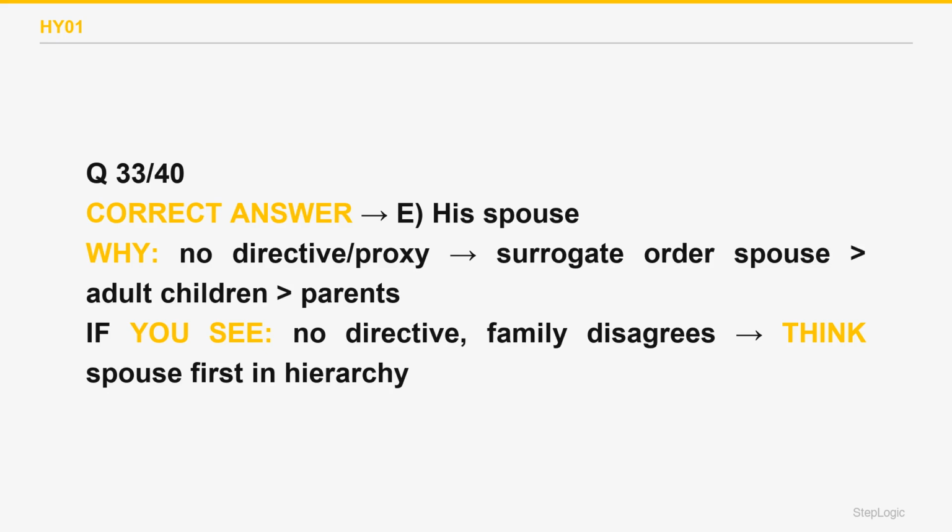The adult son ranks below the spouse in the surrogate hierarchy, so he does not decide while the spouse is available. Choice A, wrong. The mother ranks below both the spouse and the adult children and would only be considered if neither existed. Choice B, wrong. The spouse is the appropriate surrogate.